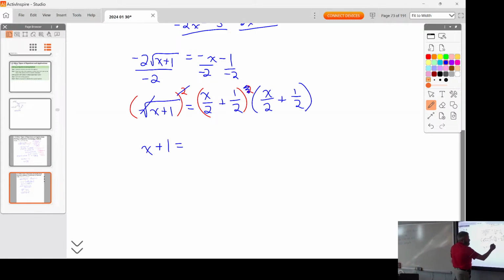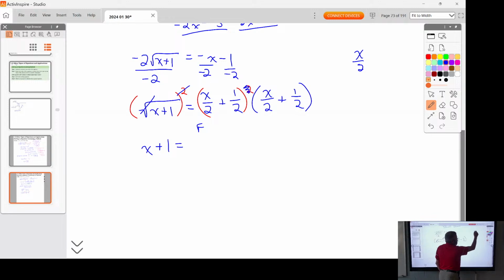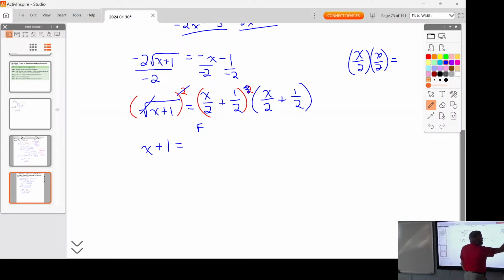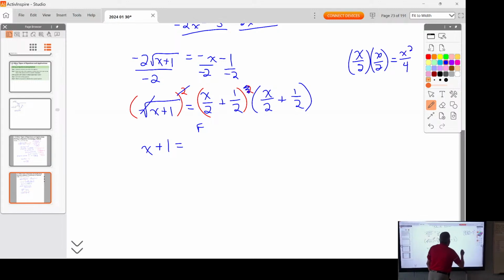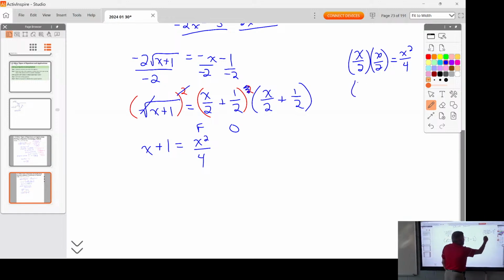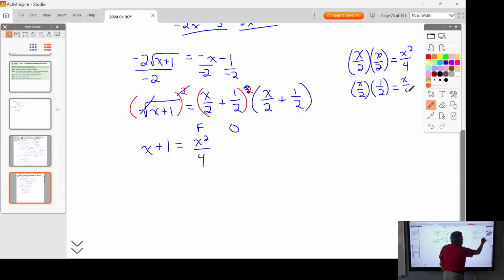First times first. X over 2 times x over 2. Multiply straight across. What do you get? X squared over 4. Outside times outside. X over 2 times 1/2. What do you get? X over 4.